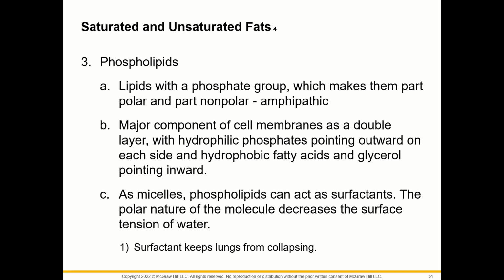Phospholipids are the next group. This will be the third group. We had triglycerides and then ketone bodies. So now we have phospholipids. I love these ones because these are the ones that are going to make up the cell membranes.